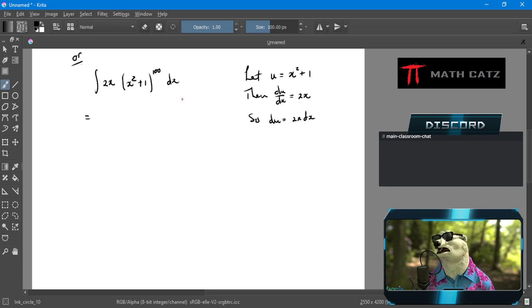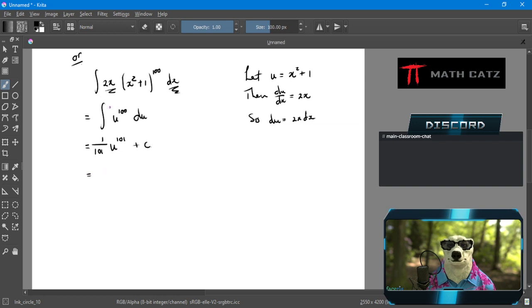to not have any x's, all u-related things. So the bracket to the power of 100 becomes u to the 100. The 2x and the dx, this last line says, I have to see both of them to swap them out for a du, which I can. And then I am just in a basic reverse power rule situation. It's going to have to be u to the 101 times 1 over 101, of course, plus my c.